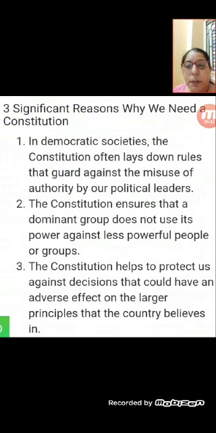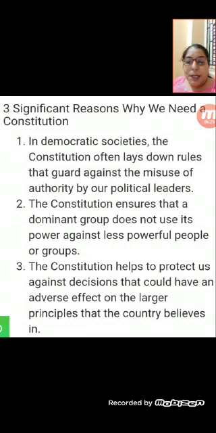After understanding the purpose that the constitution serves, let us see now what are the three significant reasons why we need a constitution. First and most important reason is that the constitution guards its people against the misuse of the authority or the power that is given to the leaders. In a democratic country like India or any other democratic society, it is the people who are electing their representatives, and through their election they are giving them some of the powers to run the government only and only in the welfare of the people.